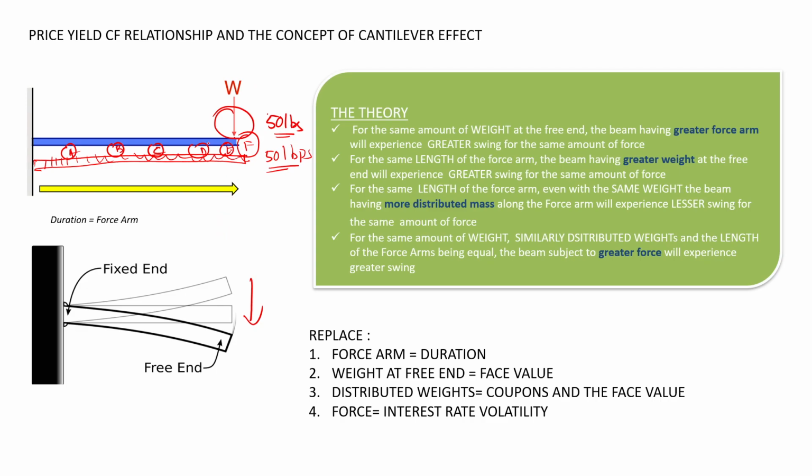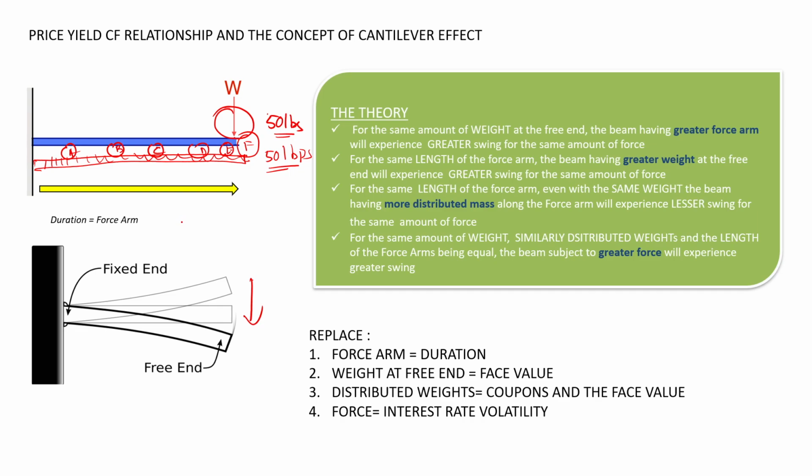Yes, again you have guessed it right. The beam where there is only one ball, that means the mass is concentrated at the extreme end, will obviously have a greater swing, or will swing more violently than the ones where the weights are equally distributed, right? So we arrived at 4 important inferences. Mind you, I'm not talking about fixed income here at all. I'm talking about simple physics.